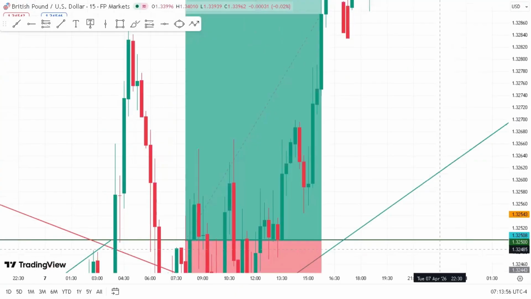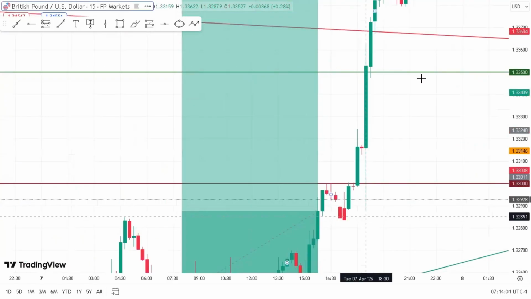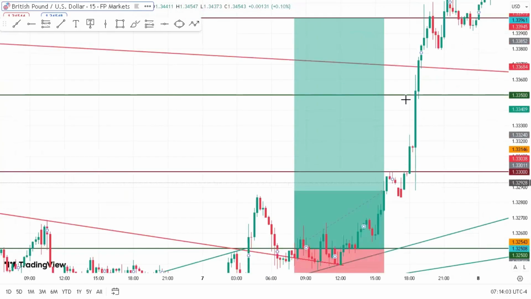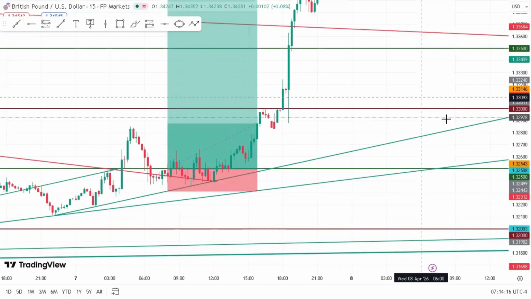And then what are we targeting? First target is the psychological level, this. And the second target is the trend line, this. And then the third target, once the market comes and approaches that level with enough momentum, we are waiting and holding that market until it gives us a break of the safety trend line.